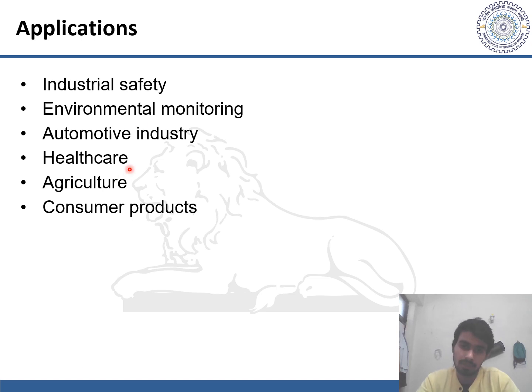Now coming to the applications of gas sensors in industry, it is used to detect and monitor toxic gases like carbon monoxide, methane, hydrogen sulfide, and this is done for the safety of workers. In environmental monitoring, it is to monitor the air quality index in a particular zone. In the automotive industry, to monitor the exhaust emissions in vehicles. In healthcare, to monitor patient health, especially when undergoing respiratory therapy or anesthesia.